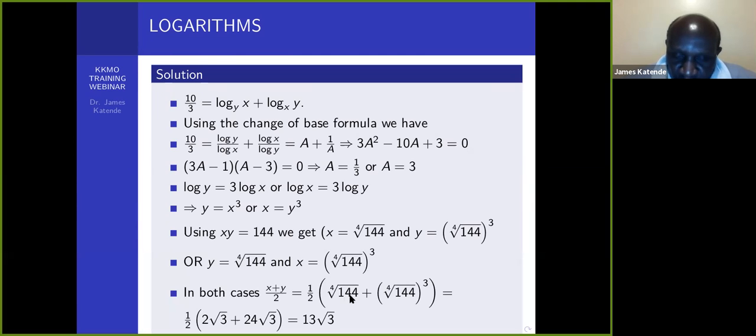So like the fourth root of 144, we have 12 squared in the bracket. So you can play around with that using the surds, and it will simplify to this. So you have 2 root 3 plus 24 root 3, which gives you 26 root 3. If you multiply by a half, you should get 13 root 3. So this one is just a question of simplification.